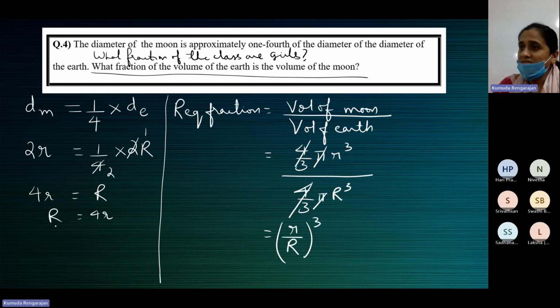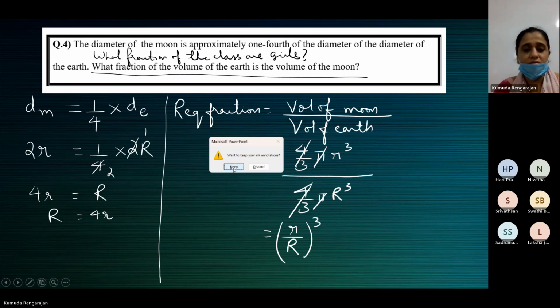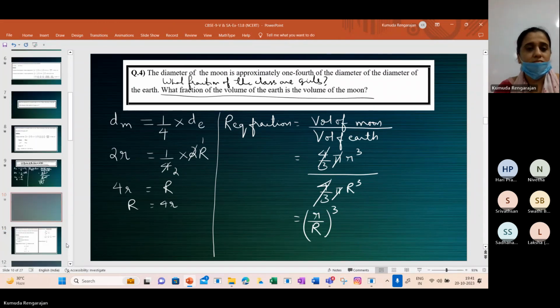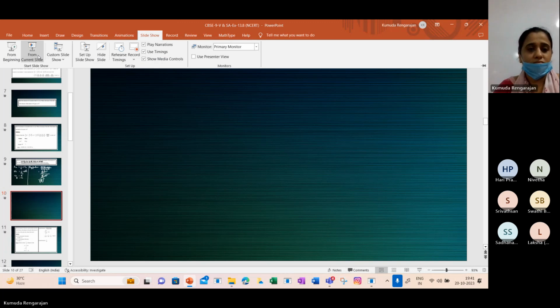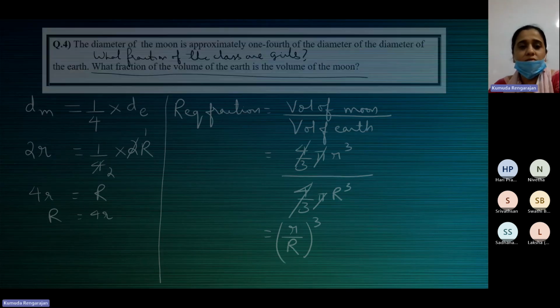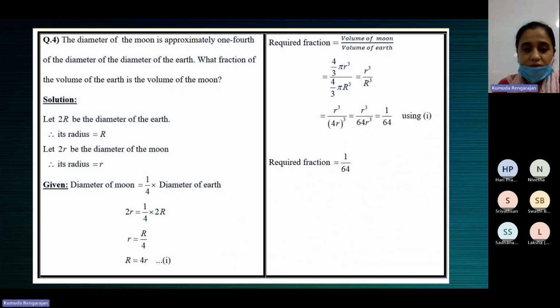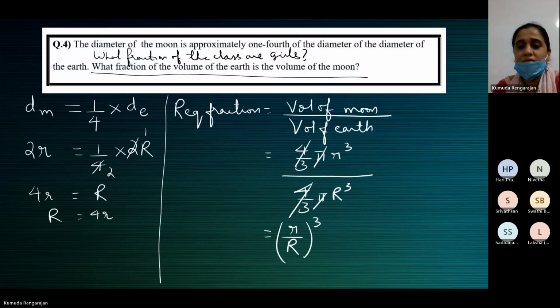Now, what is capital R? It's 4 times small r. So can we substitute? Instead of capital R, we'll use 4 times small r. So what is r by R? r by 4r, correct? r by 4r.